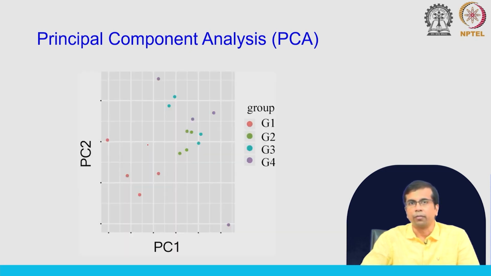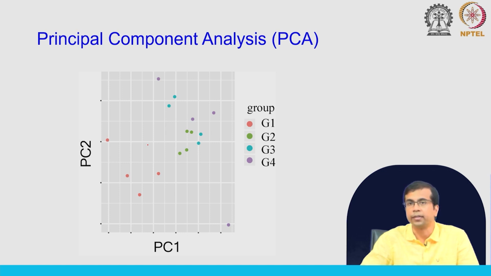So we can apply this principal component analysis to the same samples. Again, we have group 1, group 2, group 3, group 4, and we have 4 replicates for each group. Again you can see the colors, red, green, blue, and purple. You can see these 4 colors, and you can probably notice now.